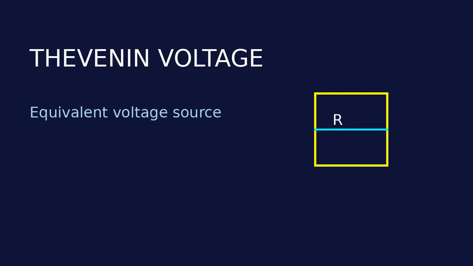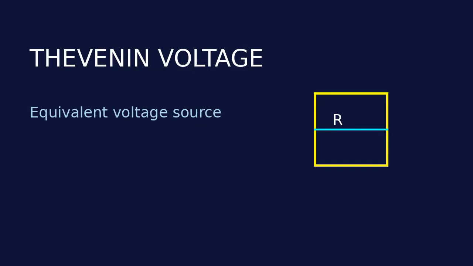Step 2. Calculate the Thévenin voltage. It is the voltage between A and B under open circuit condition, with no load connected. Use mesh analysis, nodal analysis, or superposition, which is very useful with two sources. If both are voltage sources, you can use voltage division or Kirchhoff's laws. If one is a voltage source and one a current source, convert the current source to a voltage source or use superposition.